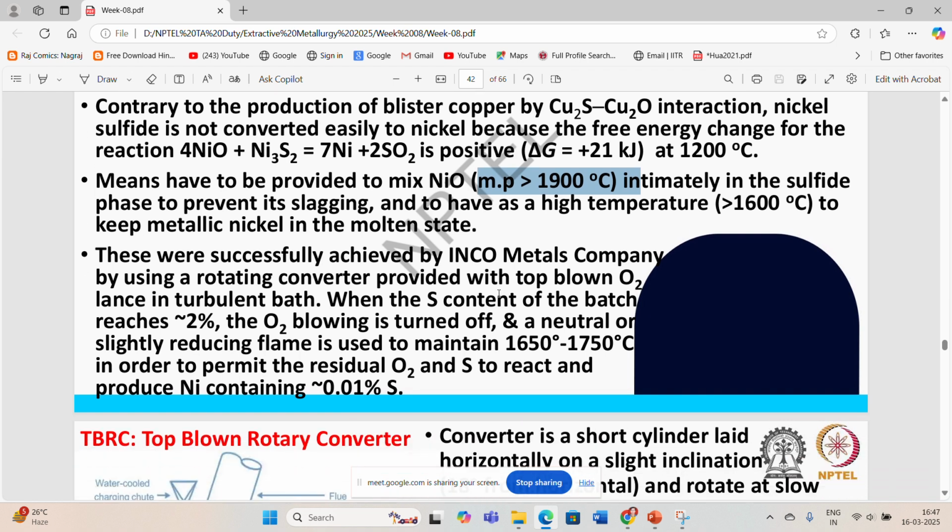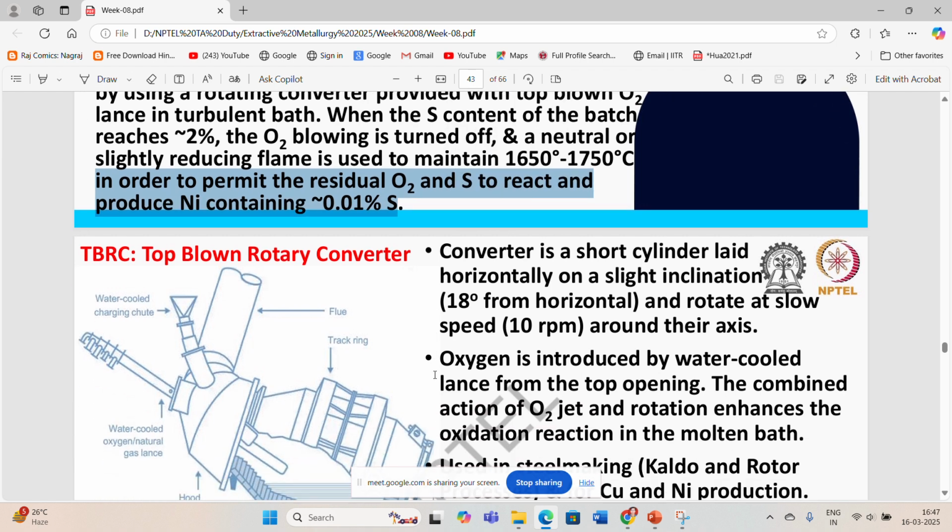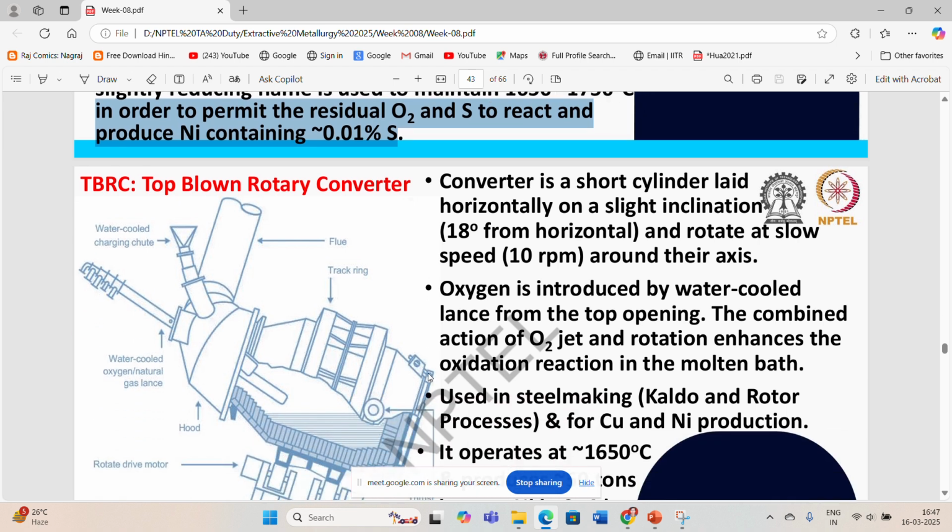This was successfully achieved by Inco Metal Company by using a rotating converter provided with top-blown oxygen lances and a turbulent bath. When the sulfur content of the bath reaches around 2%, the O2 blowing is turned off and a neutral or slightly reducing flame is used to maintain 1650 to 1750 degrees Celsius, in order to permit the residual oxygen and sulfur to react and produce nickel containing less than 0.001% sulfur content.